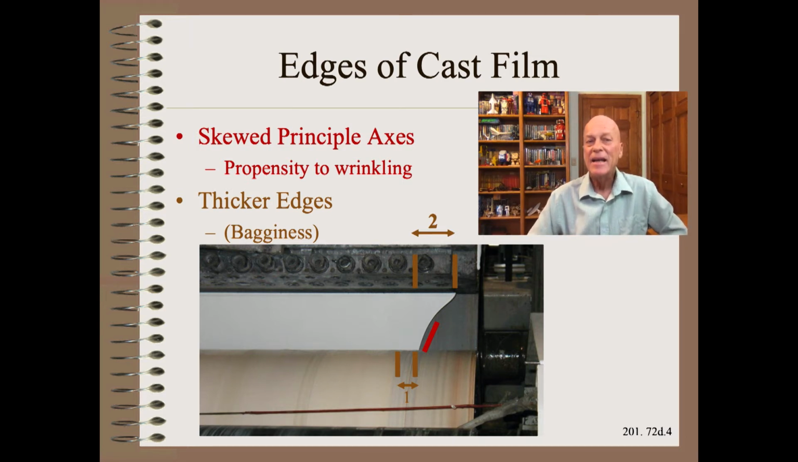The second is thicker edges, as explained in brown. Here, 2 inches of the edge of the die only makes 1 inch of the web width, while in the center it is a 1-to-1 ratio. That almost certainly results in edge bagginess, as explained in my Web 101 school and elsewhere.